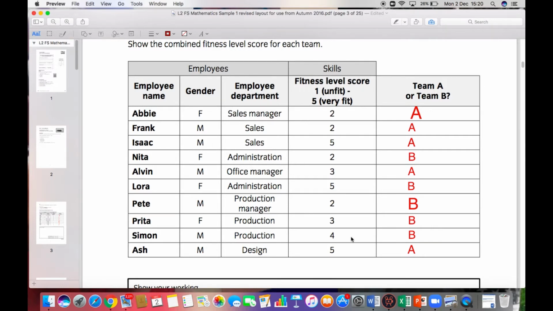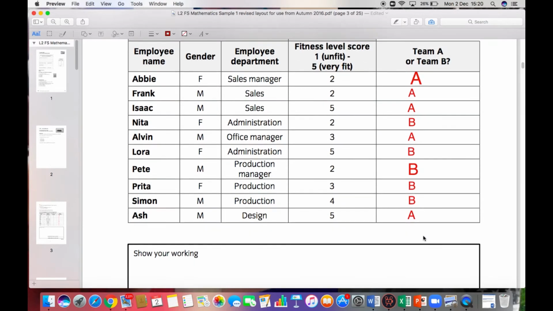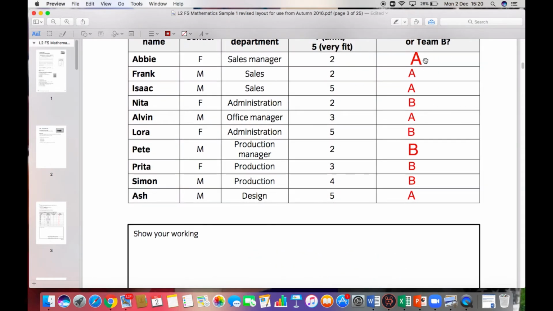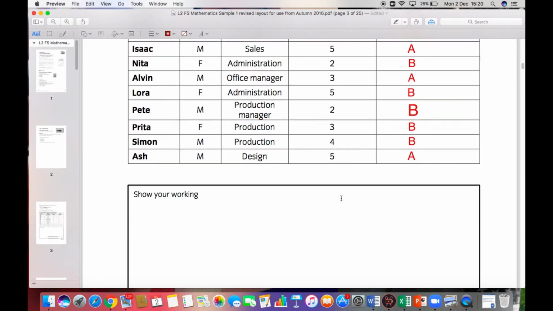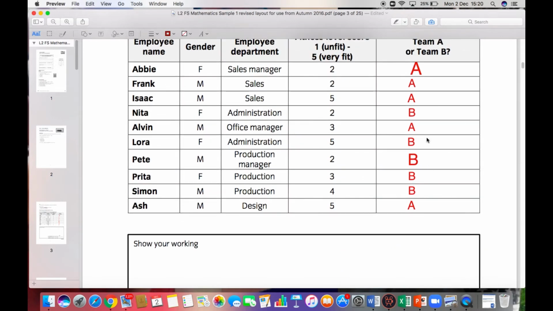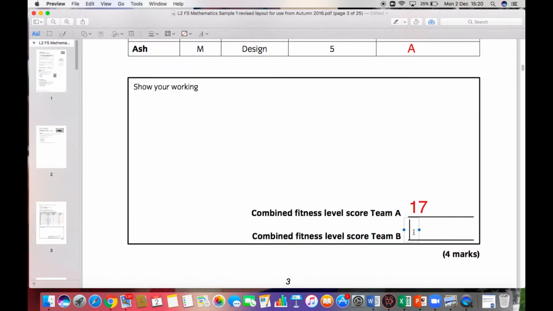So I've just gone through and looked at who's got the similar levels and put them in A, B, A, B, A, B. So we should have 1, 2, 3, 4, 5 A's and 1, 2, 3, 4, 5 B's, which is great. So I've now put them into teams, and I just need the combined fitness level. So if I look at the A's, I've got 2, 4, 9, 12, 17. So for team A, 17, and then team B, I have 2, 7, 9, 12, 16. So, and then 16 goes there.